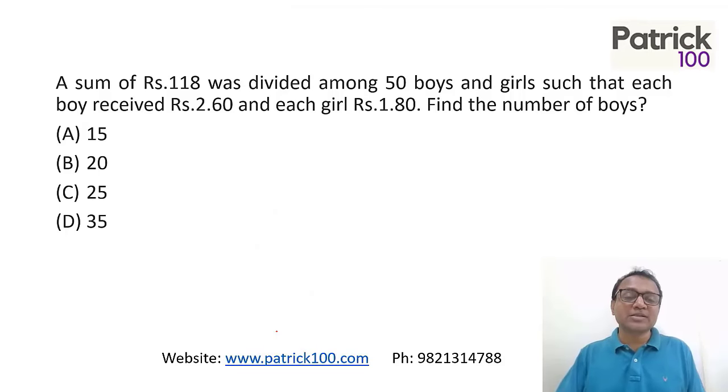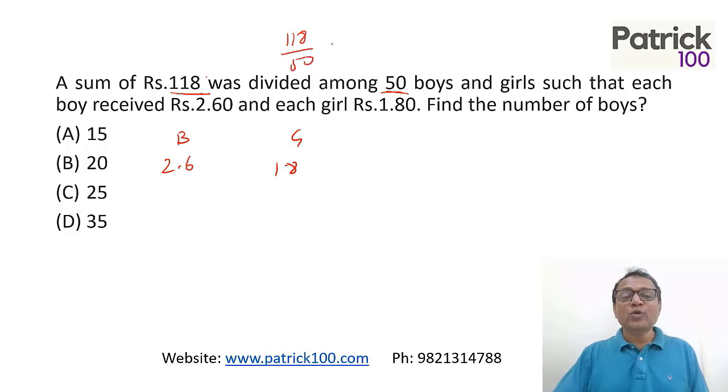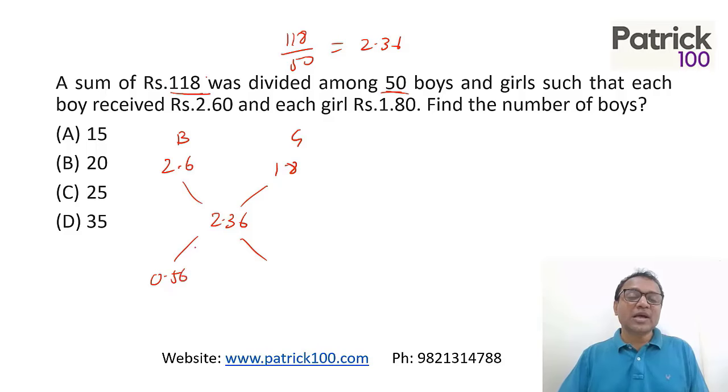Okay, we will take one more sum to understand. A similar sum: 118 was divided among 50 boys and girls. They are given boys and girls in terms of per person, 2.6 and 1.8. So 118 divided by 50 gives you 2.36. So 2.36 is the average per person. If you do alligation, this becomes 0.56 and this becomes 0.24. You can take the ratio 56:24 if you want.